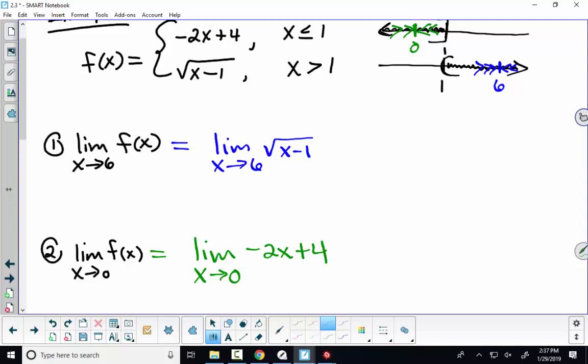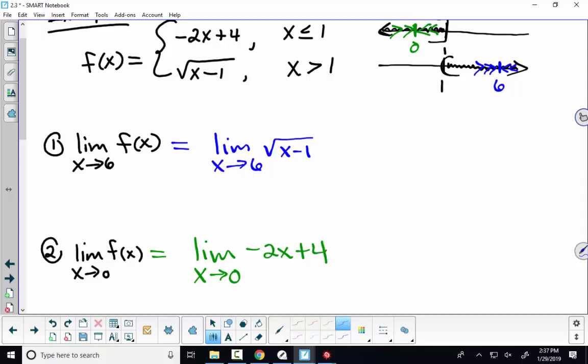So limits on piecewise functions, when the value we're approaching of x is totally contained within one of those pieces' domains, is just a straightforward plug that x value in. You just got to know which piece you're plugging into. Is that clear? Do y'all have any questions on that? Okay, so let's evaluate these limits before we move on.